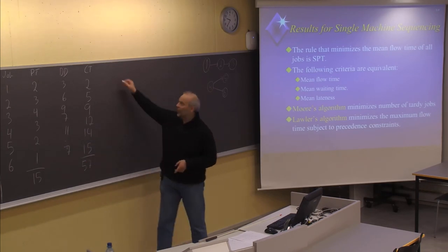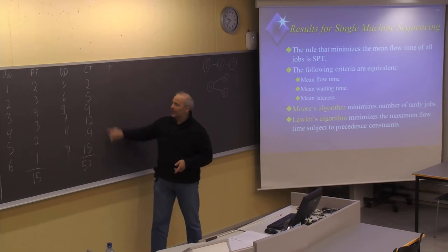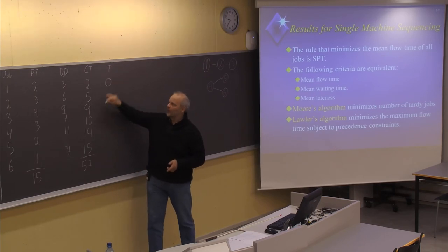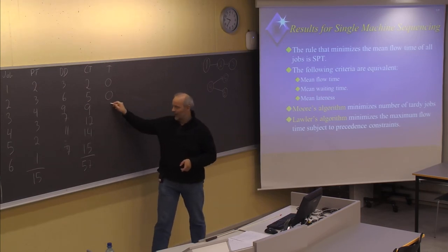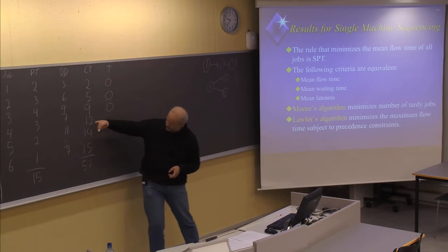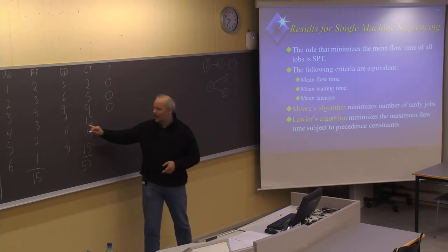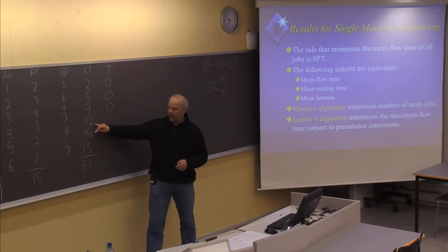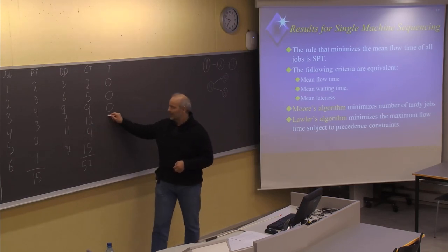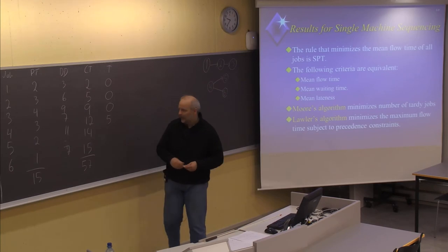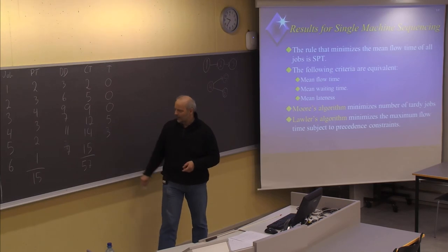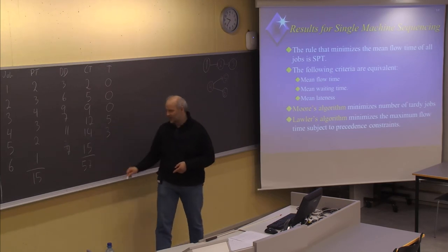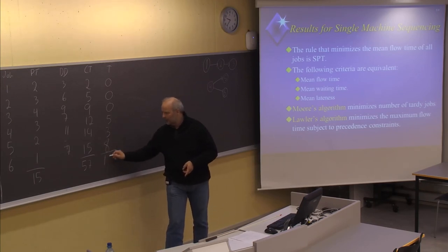And if you look at the tardiness, the delay, we can see that this job is finished in time, this job is finished in time, this job is also finished in time on day 9. But here, job number 4 is finished on day 12, but it should be finished on day 7. So this job will be 5 days delayed. Here we compare 14 to 11, so this is 3 days delayed, and 15 and 7 means that this job is 8 days delayed. This is a total of 16.